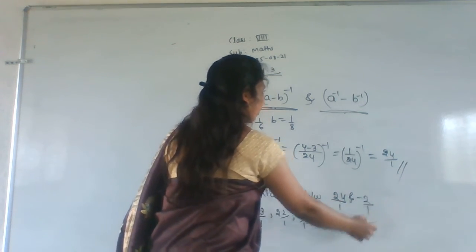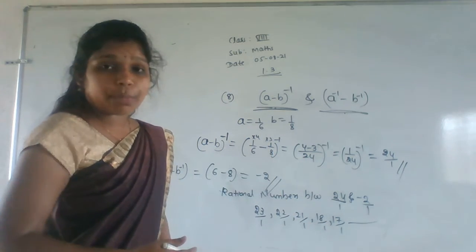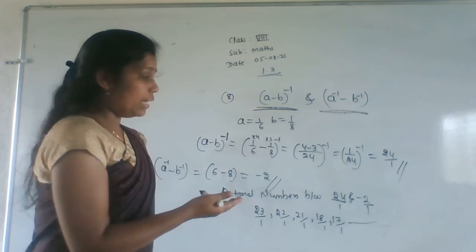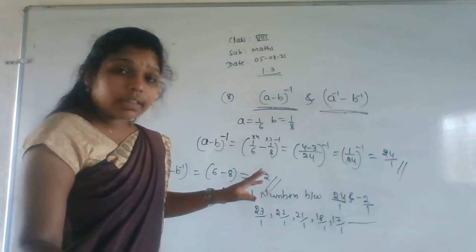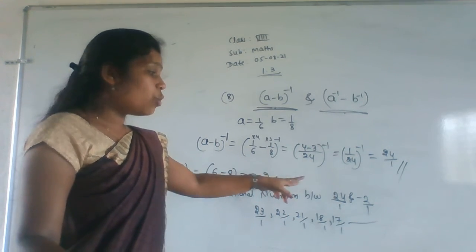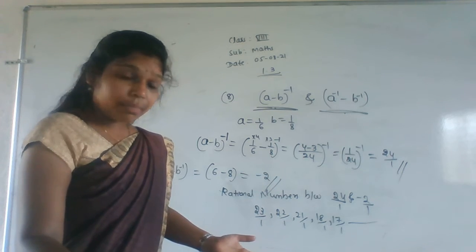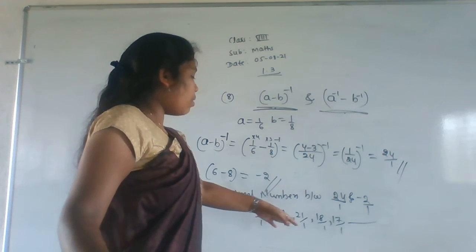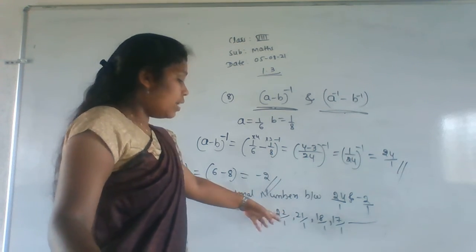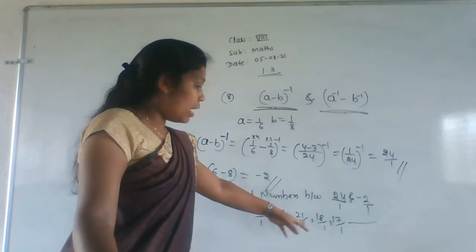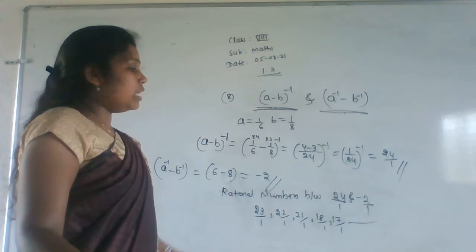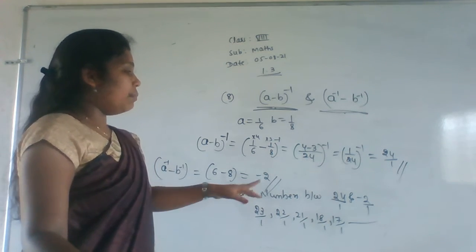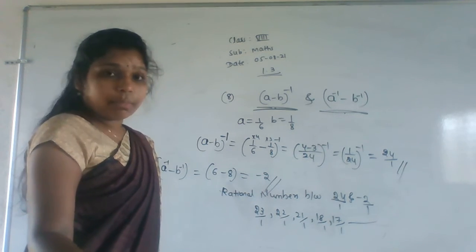24 by 1, and 2 by 1. If nothing is there, it means in the denominator we are having a 1. That is the meaning. So 24 by 1 and minus 2 by 1. What are the three rational numbers in between these two? We can write so many rational numbers, but I have written some of them: 23 by 1, 22 by 1, 21 by 1, 18 by 1 and 17 by 1. So these are the rational numbers in between those two rational numbers.